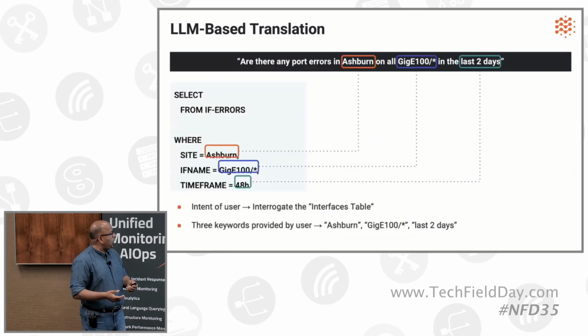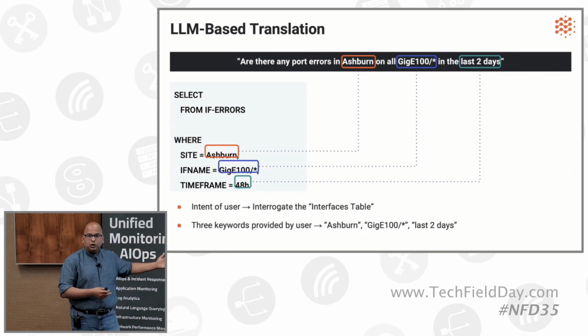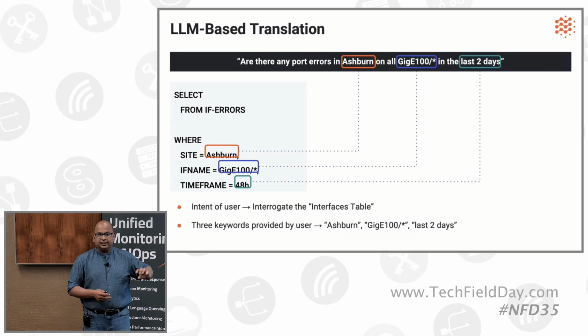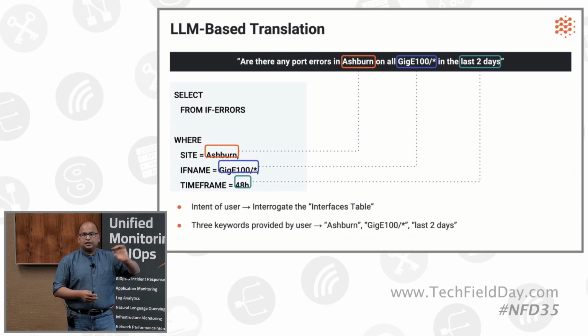So the job of the LLM is really this: if I were to enter a SQL query, it would say select IF errors where site equals Ashburn, port equals Ethernet star, time frame equals 48 hours, because those are the columns in my underlying table. The LLM needs to be able to take that English sentence and slot those different things in the right slots. That is its problem. How does the LLM do that? We're going to talk about that next.